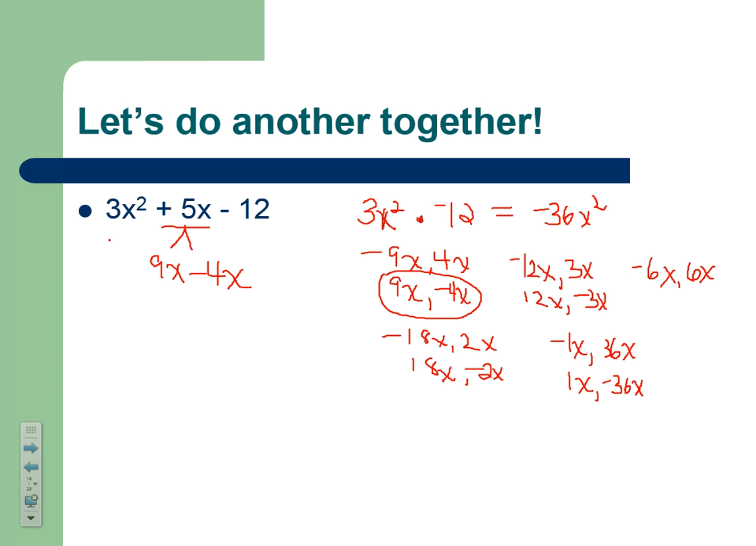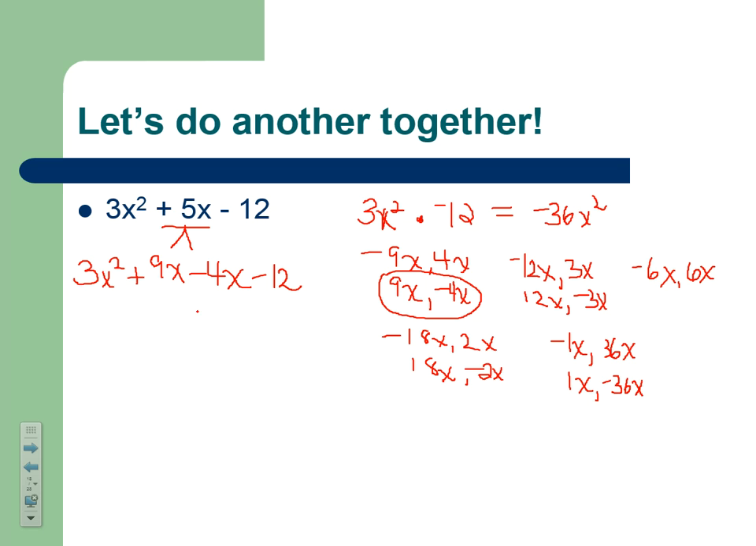But we need to bring down the 3x squared. Put a plus sign here because the 9 is positive. And then bring down the negative 12. And the more you do this, the easier it will become to select the correct set of factor pairs.